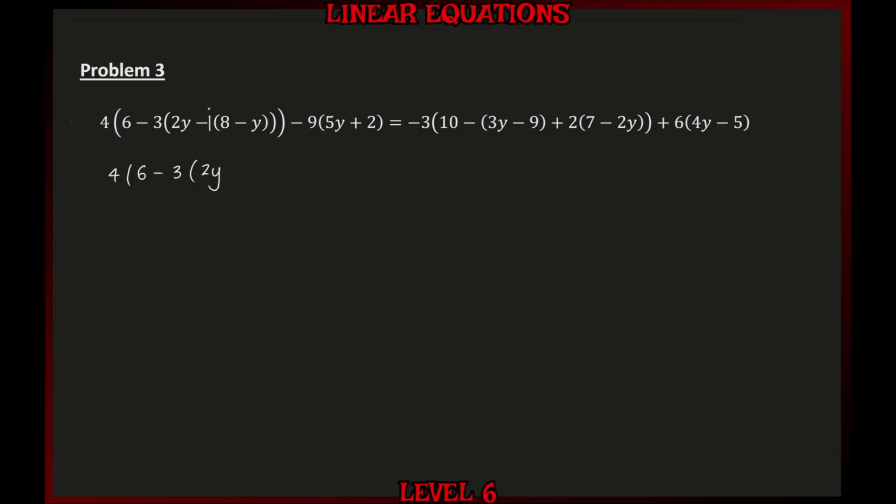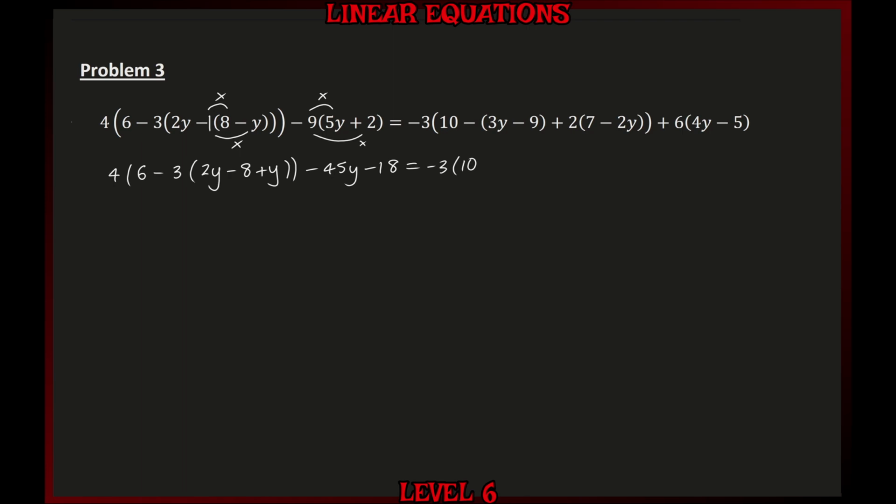So we're going to expand this bracket by multiplying minus 1 by 8, which gives us minus 8, and minus 1 multiplied by minus y gives us plus y. Moving on to the next bracket, we're going to multiply minus 9 by 5y, which gives minus 45y, and minus 9 multiplied by 2 is minus 18. And this is equal to minus 3 multiplied by 10.